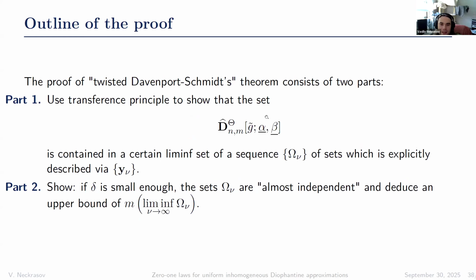First step is we are taking this set of shift vectors eta which provide us Dirichlet pairs and show how it is contained in a certain limit set of sets which are A, explicitly described in terms of our sequence y nu, and B actually has a very nice and clear structure. Second part, we want to estimate the measure of this set. So we want to have some upper bound and prove that for parameter epsilon small enough, this measure will be equal to 0.